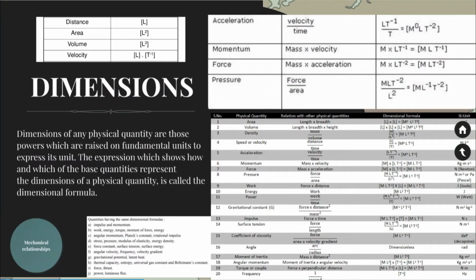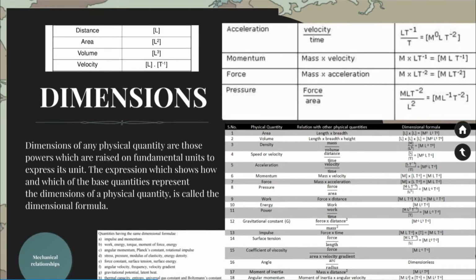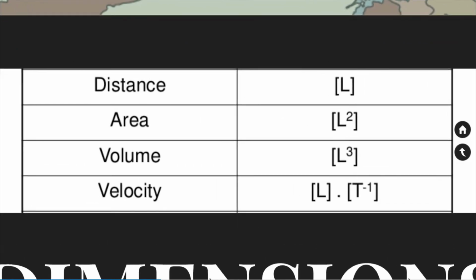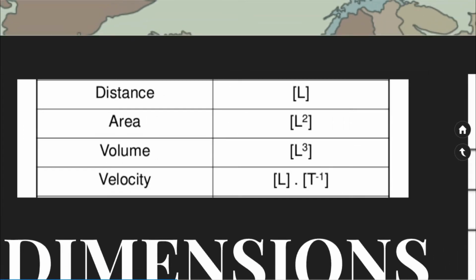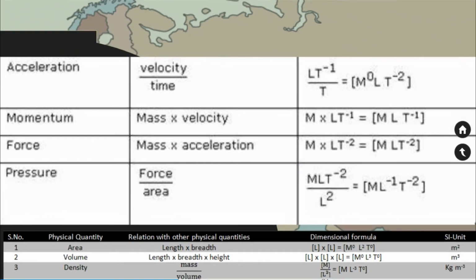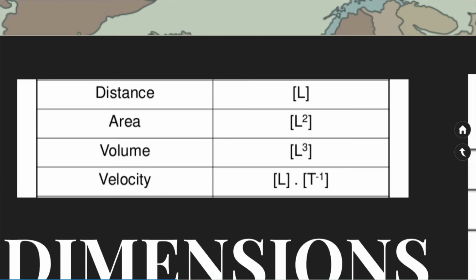Dimensions of any physical quantity are those powers which are raised on fundamental units to express its unit. It is the expression which shows how and which of the base quantities are used for representing a particular physical quantity. Here you can see that distance is measured as length and its dimension is L, which is a fundamental unit, and area, which is a derived unit, is represented in terms of the fundamental unit L as L squared. Velocity is distance by time, the combination of 2 fundamental quantities, L T raised to minus 1.